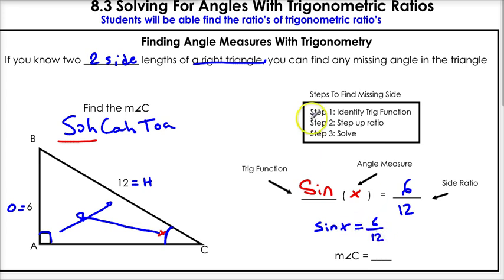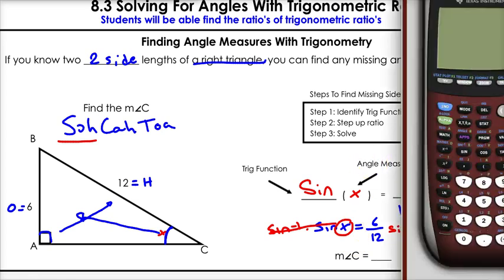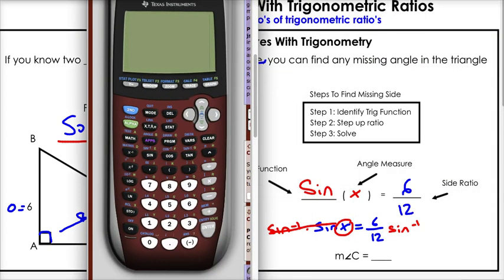What you're going to do is use an inverse trig function on your calculator. What that means is this: you're going to use this inverse function called sine to the negative 1. You're going to use it on both sides. When you use this inverse sine function, your sines cancel out, so you have x by itself. And then you take out your calculator, which I have right here.